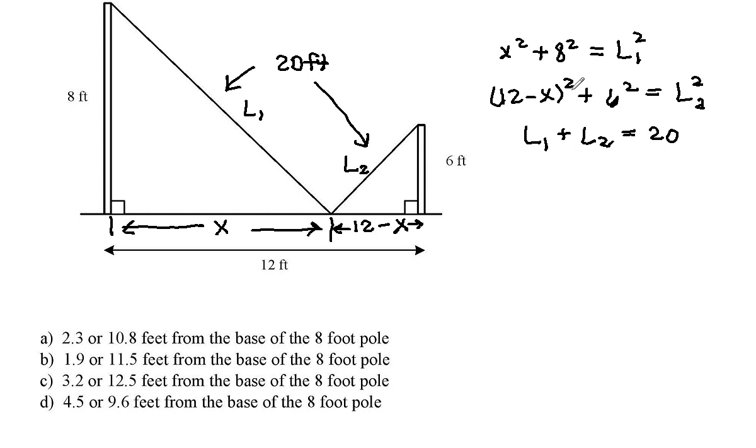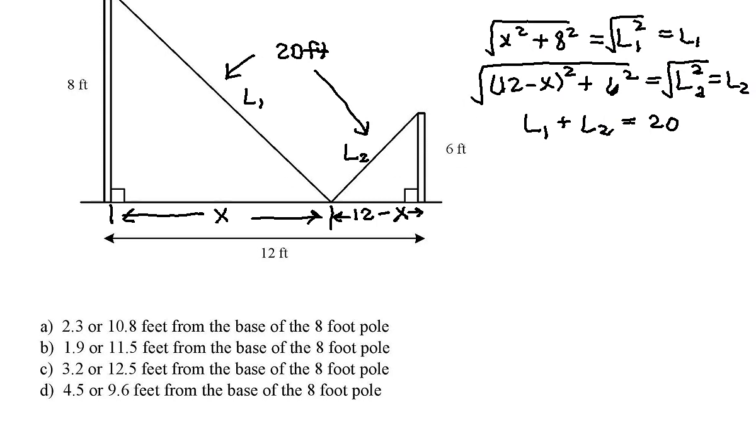So what we can do is take square roots on both sides here, and that's going to give us length 1. And take square roots on both sides here, and that's going to give us length 2. And if you add these two together, if you plug them in here, you get 20. I actually went ahead and did the steps for this because it's kind of a long problem. Let's take a look here.